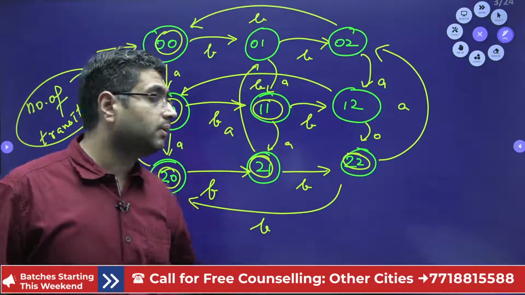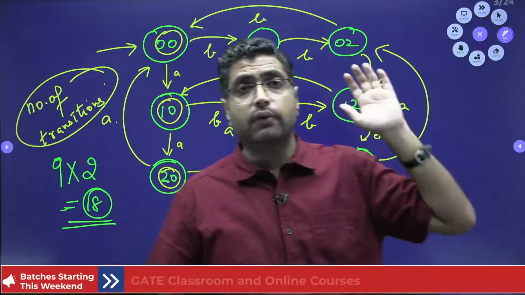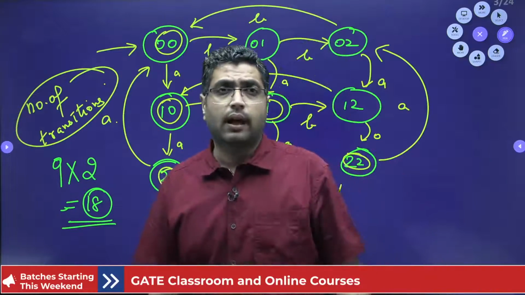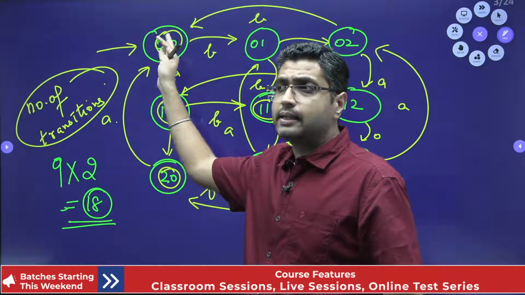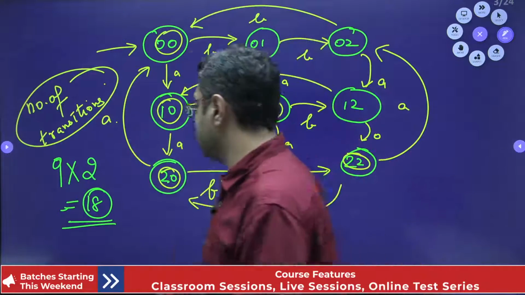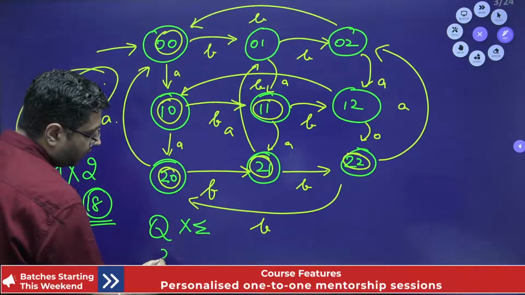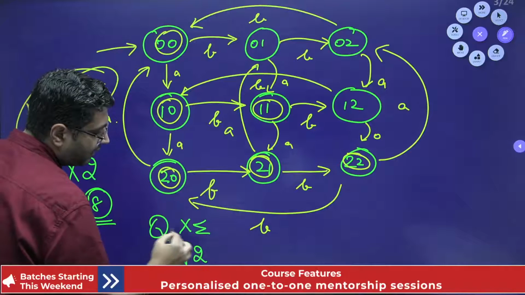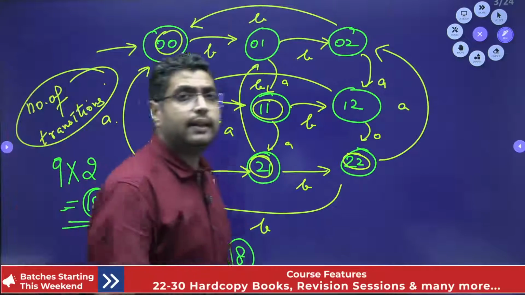Now somebody can ask me, sir, what are the number of transitions here in this DFA? Even for that you don't need to draw the DFA. How will you get the number of transitions? Very simple. There are a total of 9 states, and on every combination of Q cross sigma you have to write a transition. So Q cross sigma: 9 over here, and sigma is nothing but a, b, so you will get 18 transitions. So the number of transitions will be 18 in this case.